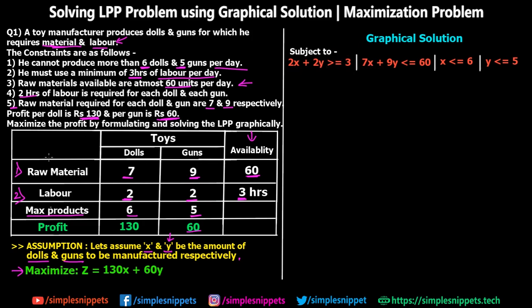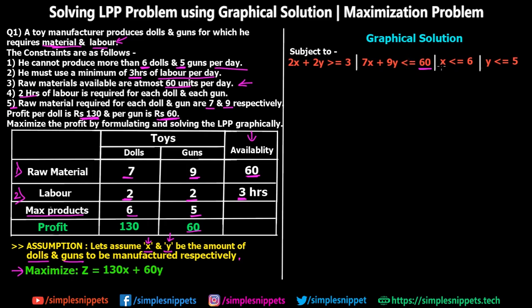The second constraint is for raw materials, that is 7x plus 9y has to be less than or equal to 60. So 7 is the units of raw material required to make one doll. So when we multiply 7 into the number of dolls, that is x, what we've assumed, we get 7x, and 7x plus 9y will give us the total raw material, and that total raw material has to be less than 60 because that is our limit. So that's why less than or equal to.